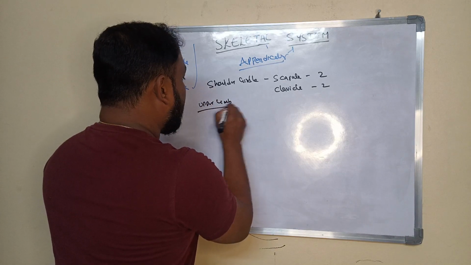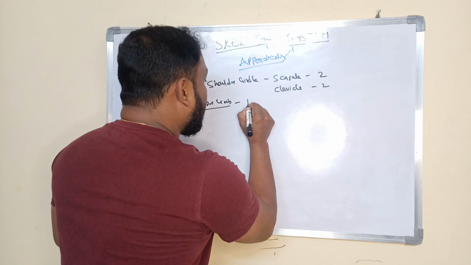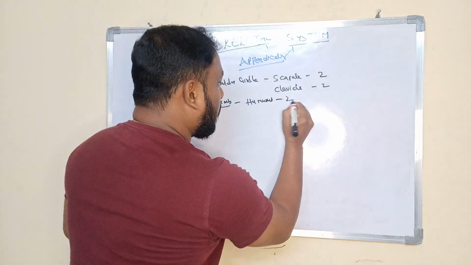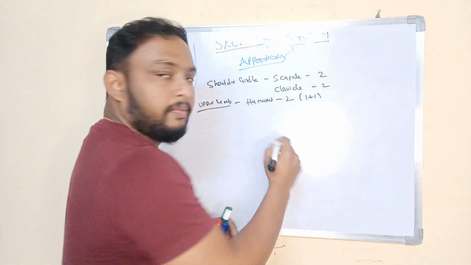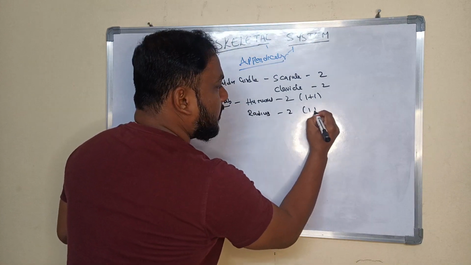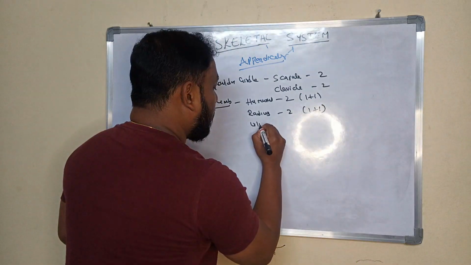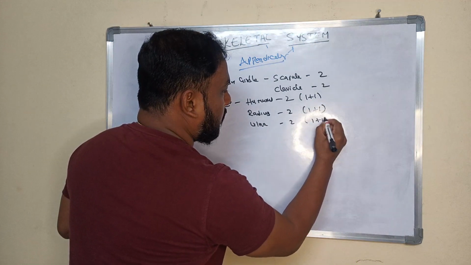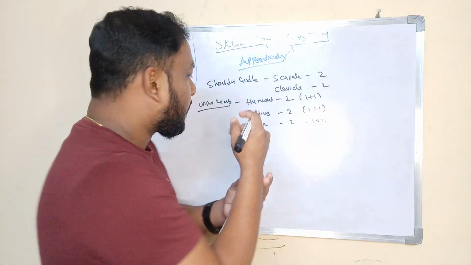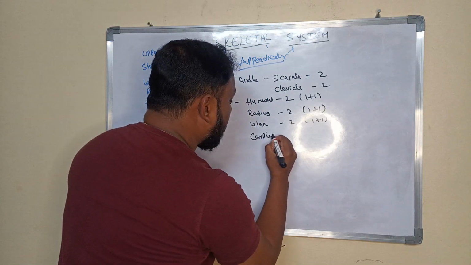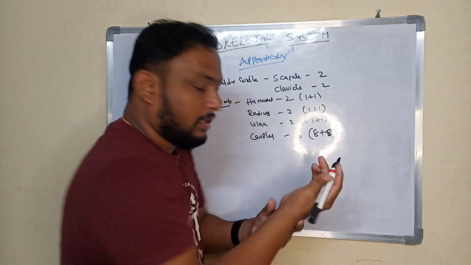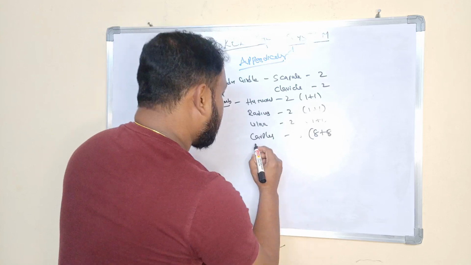Next, upper limb or upper extremity: humerus, 1 in each hand, so 2; radius, 1 in each hand; ulna, 1 in each hand. Humerus, radius, ulna. Okay, next carpals, 16: 8 in right hand, 8 in left hand, 8 plus 8, 16.